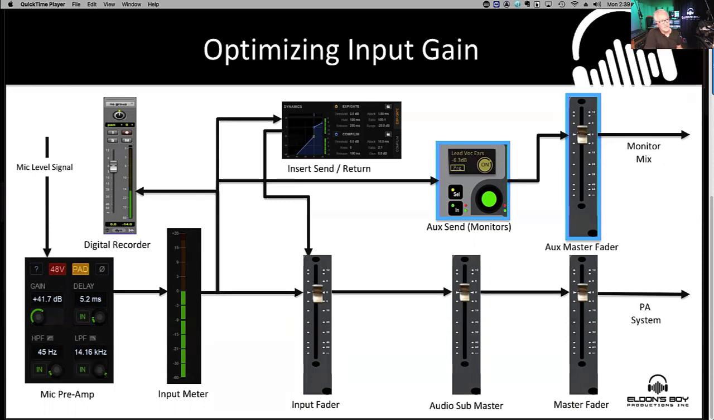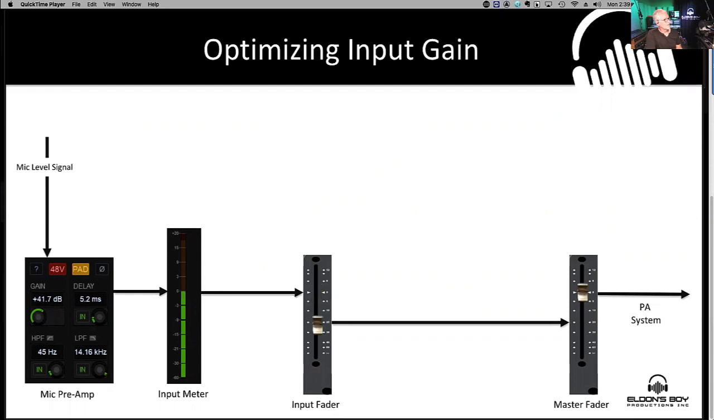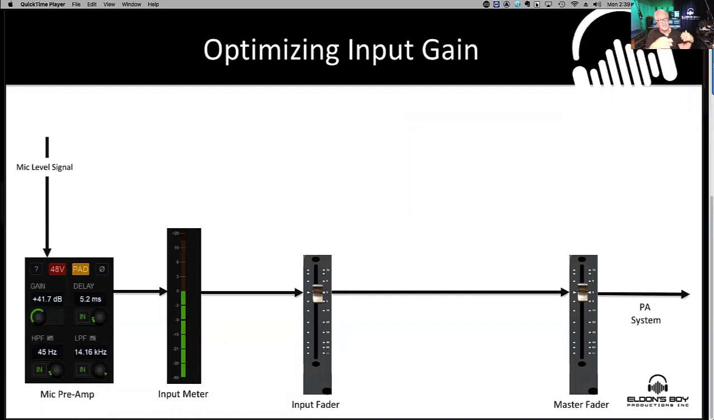So let's go the other direction now, and take another situation here. Now we've got something that's too loud. What if I've got a vocal coming in here, right? The vocal comes in and I've optimized the gain for it. But now the vocal is not loud enough at all in the PA for what I'm going to do, right? It's not loud enough for the show.